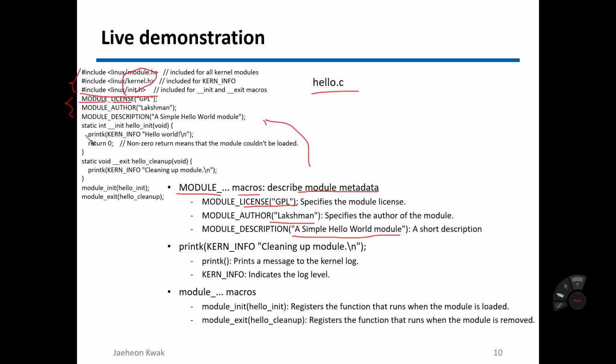And you can see some static functions and the printk function. So it's very similar to printf. It will just print some message to the kernel log. So this message will be printed on the kernel log, not on the standard output. So we cannot directly see this message from our terminal. Okay, and we also have some small letter module macros, which will call some functions when the modules are loaded or unloaded. That's all for the hello.c file.